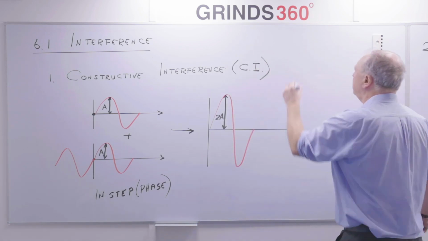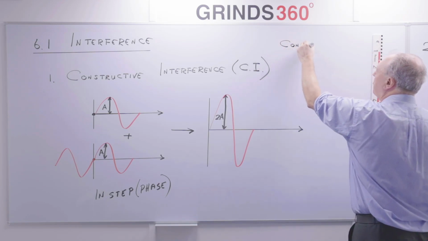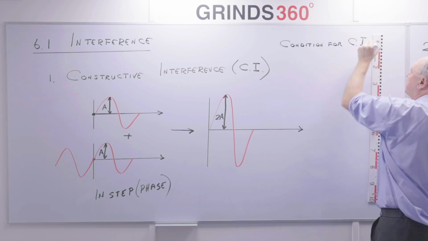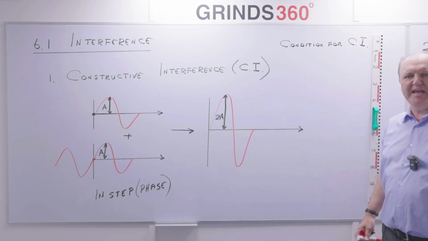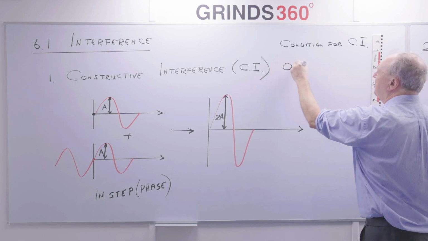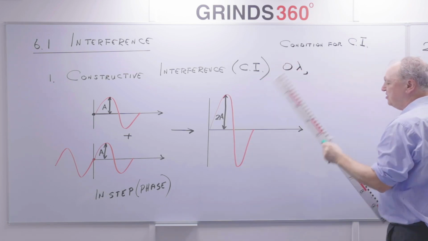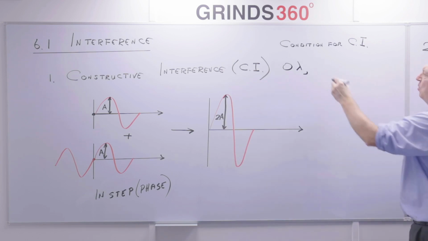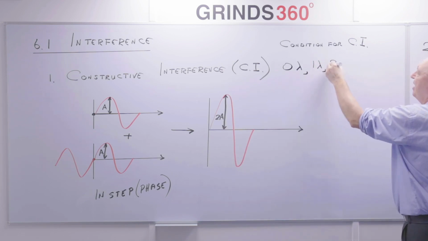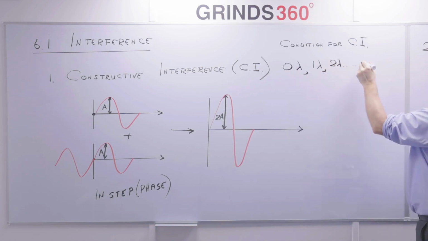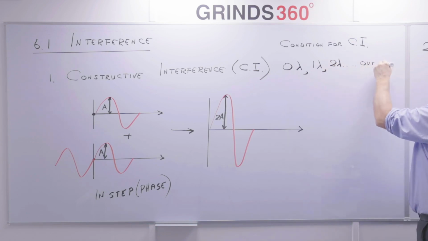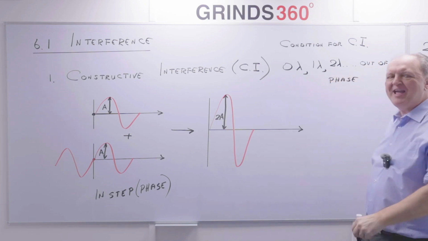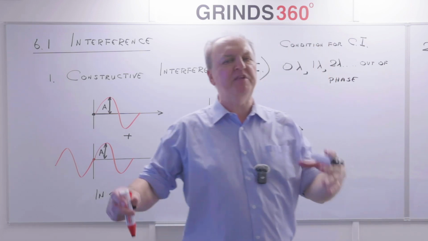So what we would say is the condition for CI, constructive interference, is that the waves are in phase, or I suppose another way of saying that is they are zero wavelengths out of phase. That's another way of saying it. Or one wavelength, or two wavelengths, and so on, out of phase. In other words, they are a whole number of wavelengths out of step. That will give you CI.